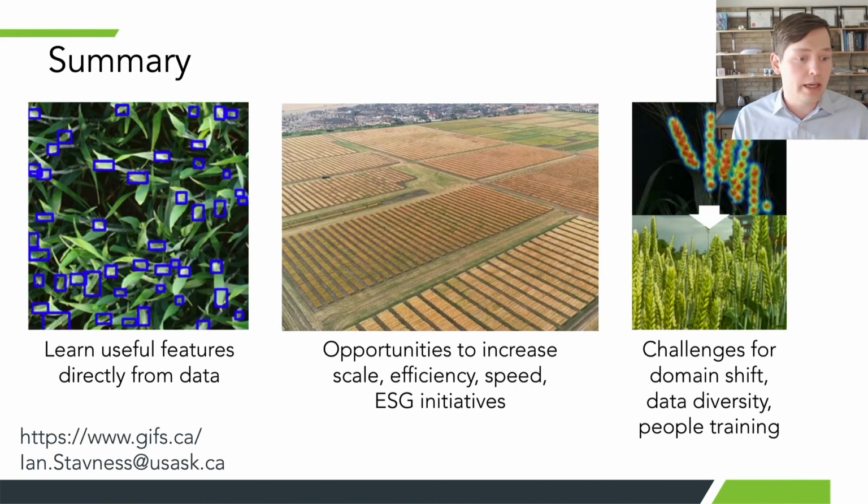In summary, I hopefully have provided an overview of where I think the most important features of deep learning map to opportunities in agriculture, opportunities to increase scale, efficiency, speed, and to support new types of sustainability initiatives. And then I hope as well to have emphasized some of the challenges that we have: domain shift, data diversity, and people training. So thanks again, and I'm happy to answer questions now. Thank you.